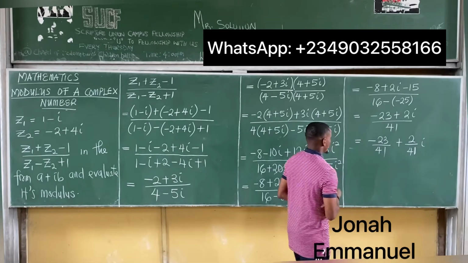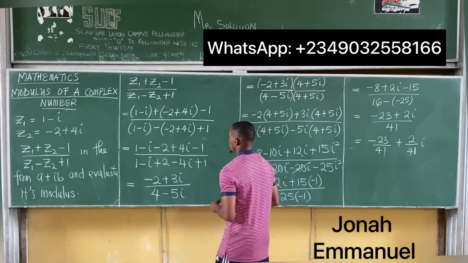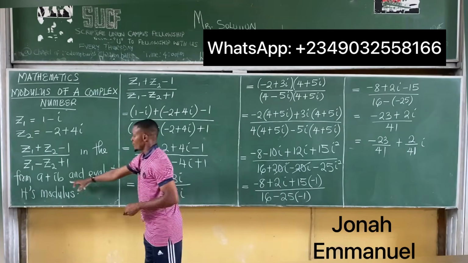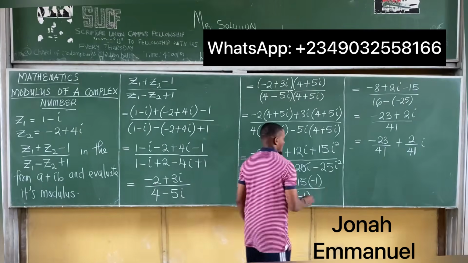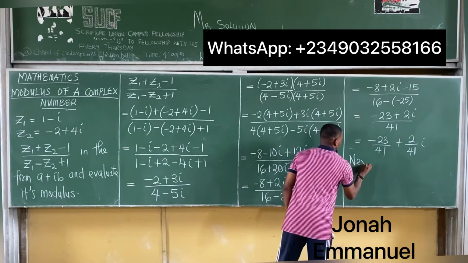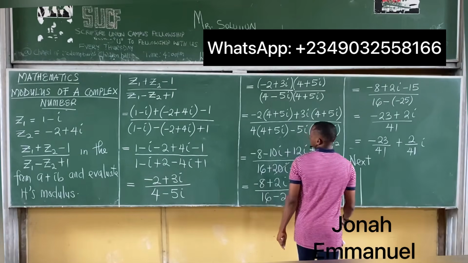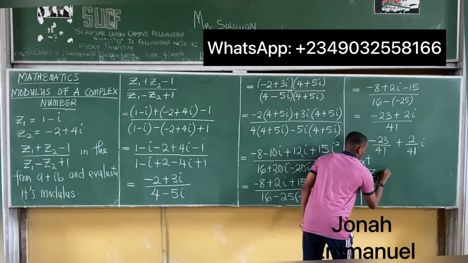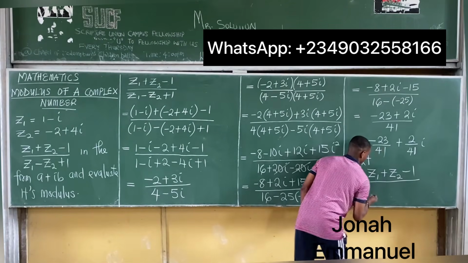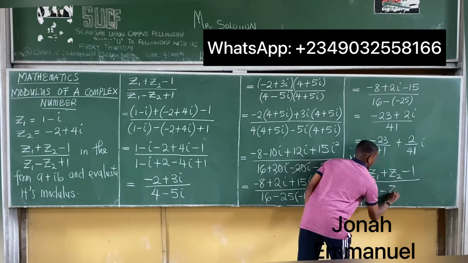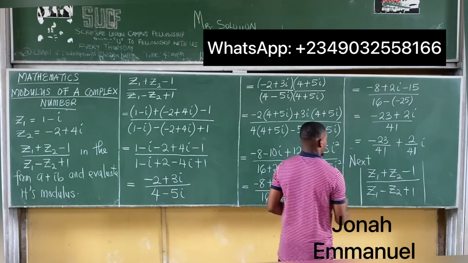So we've gotten the value of this. We've expressed this one here in the form a plus ib, which is this. Our next task is to find the modulus of z1 plus z2 minus 1 all over z1 minus z2 plus 1. Let's evaluate the modulus of this.